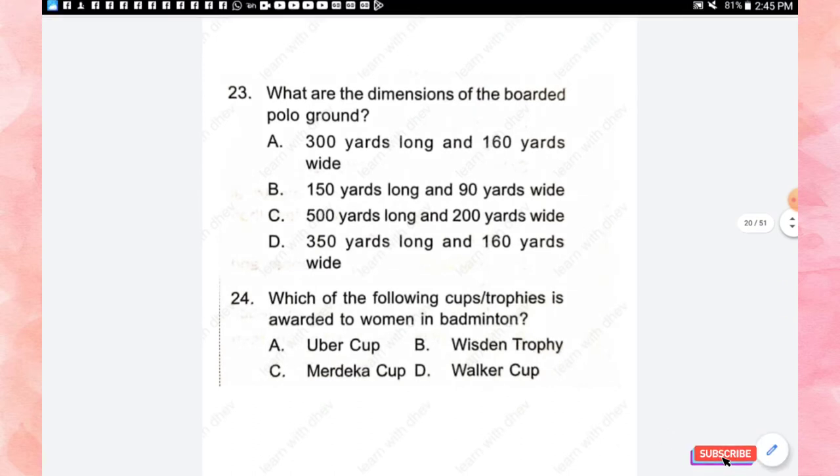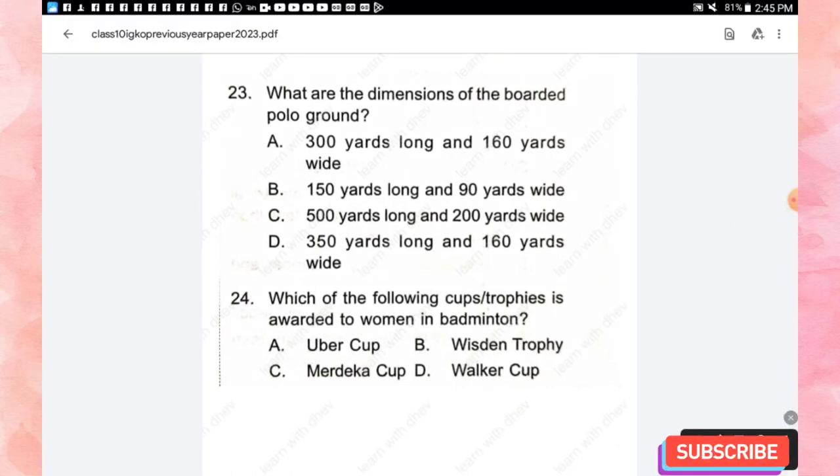Question number 23. What are the dimensions of the boarded polo ground? Options are 300 yards long and 160 yards wide. Option B, 150 yards long and 90 yards wide. Option C, 500 yards long and 200 yards wide. Option D, 350 yards long and 160 yards wide. The right answer is option A.